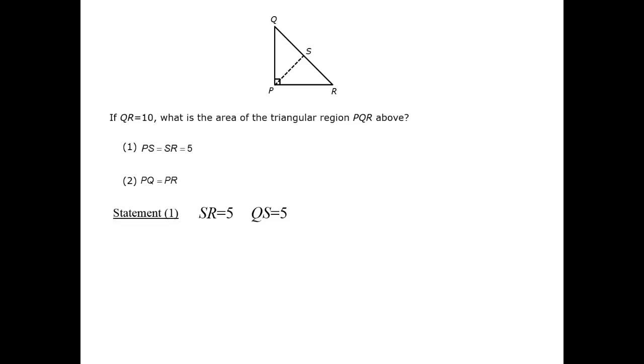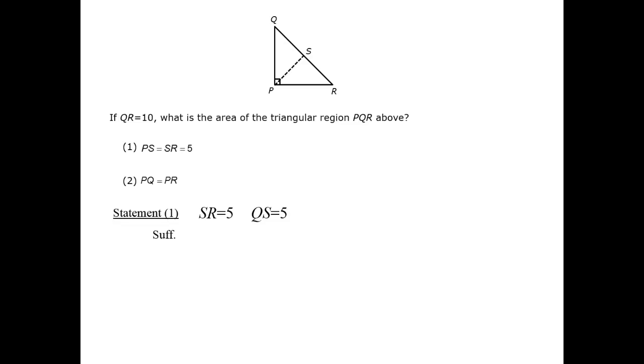That means that QR, the hypotenuse, can be a base of the triangle and PS can be a height. If that's not clear, imagine rotating the triangle so that the line QR is at the bottom. So we have a base and a height, and we know the value of both. We can calculate the area, which happens to be 25. Statement 1 is sufficient.